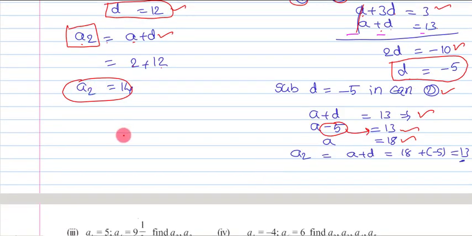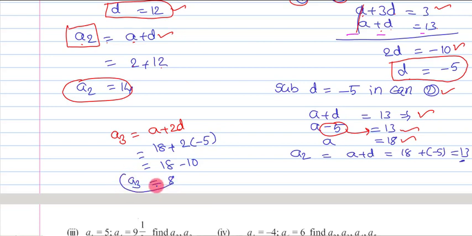Third term is what? A3 we need to find out. A3 is equal to a plus 2d, from the nth term of AP formula. A is 18 and 2 into d, where d is minus 5. So you get 18 minus 10, which is 8. So the third term we get is 8.